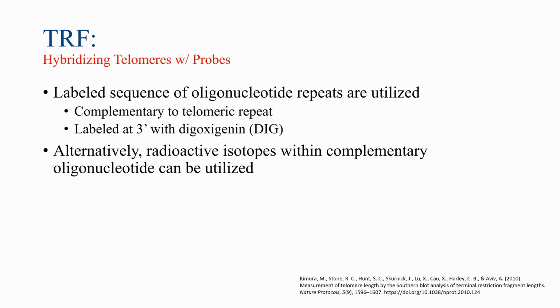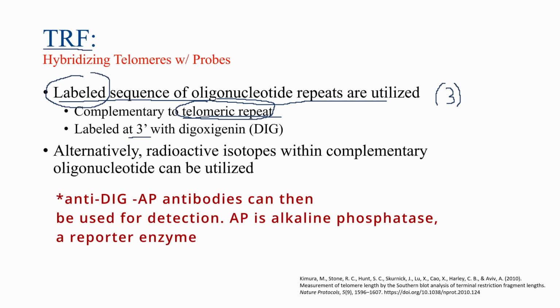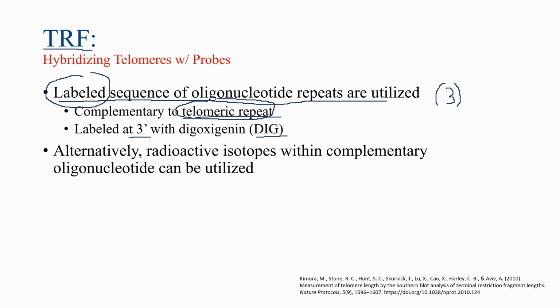In the hybridization step within your Southern blotting in TRF, you will utilize a labeled sequence of oligonucleotide repeats that will be complementary to the telomeric repeat. Now, the labeled oligonucleotide can consist of 3 repeats that are complementary to the telomeric repeat. And as for the labeling of this oligonucleotide, it can be labeled at the 3' end, for example, with digoxigenin or DIG. On the other hand, it can also be labeled with a radioactive isotope.